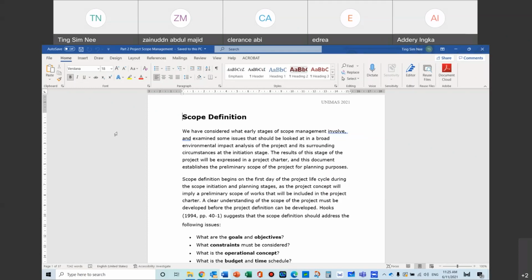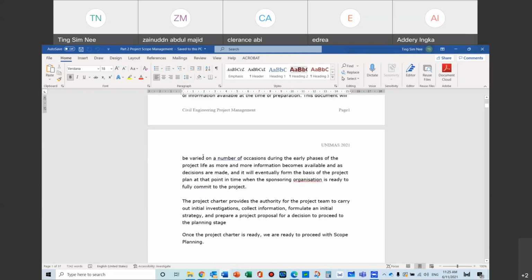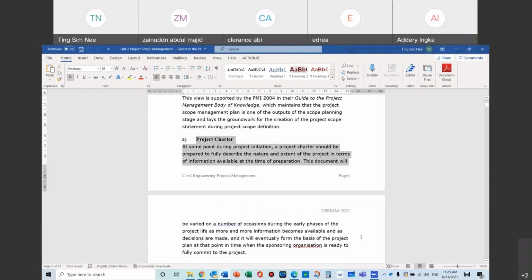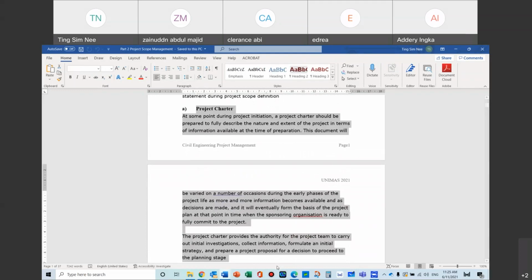You'll be losing a lot of things, a lot of money, if you do not carry out your environmental studies, issue studies, and get that done before you even define the scope. So here, once we have done your studies, these are the part that you will start to do your project charter. This is the part that you will write.